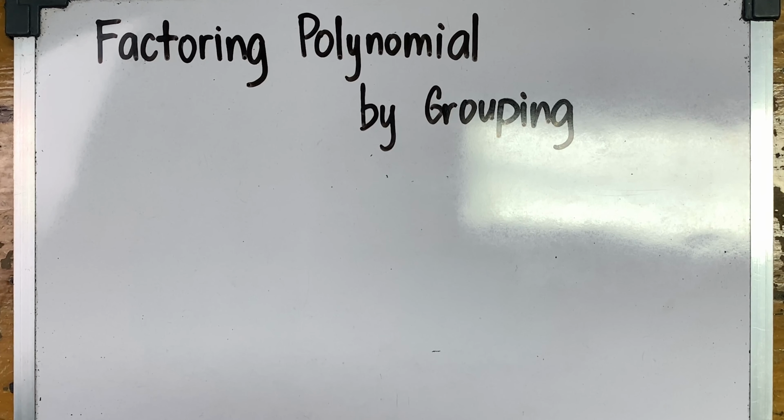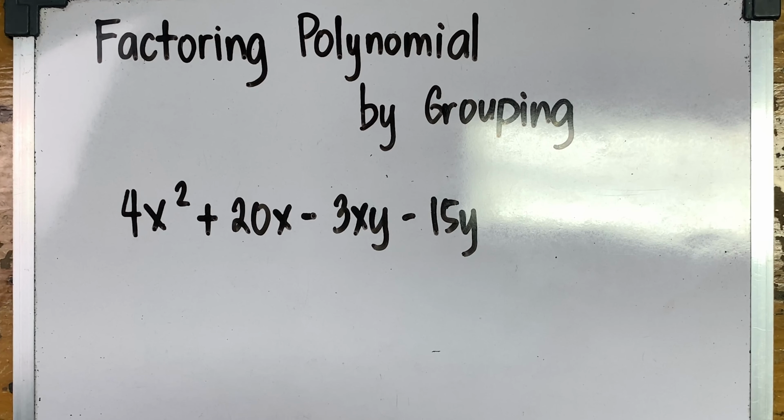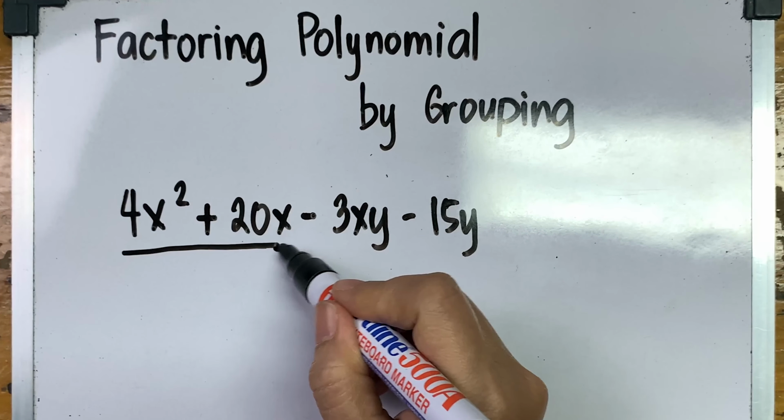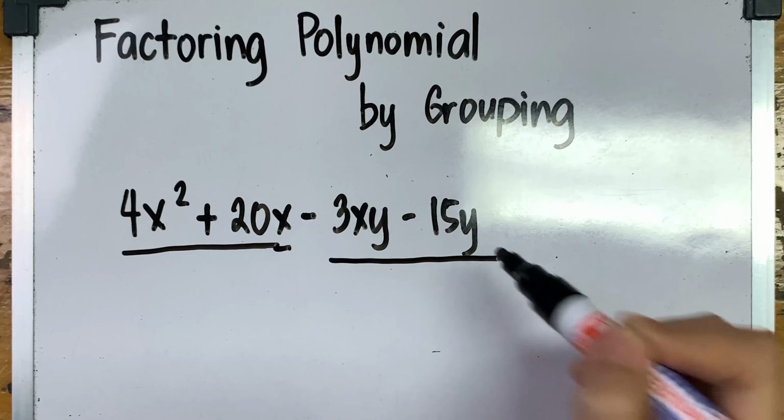Okay, for factoring a polynomial with four terms, gagamitin natin yung tinatawag na grouping method. So first example natin, tingnan muna natin kung merong greatest common factor. In this case, walang greatest common factor. So, ang susunod na gagawin natin, i-group natin sila into two. Okay? So, ito yung first half natin at ito yung second half.